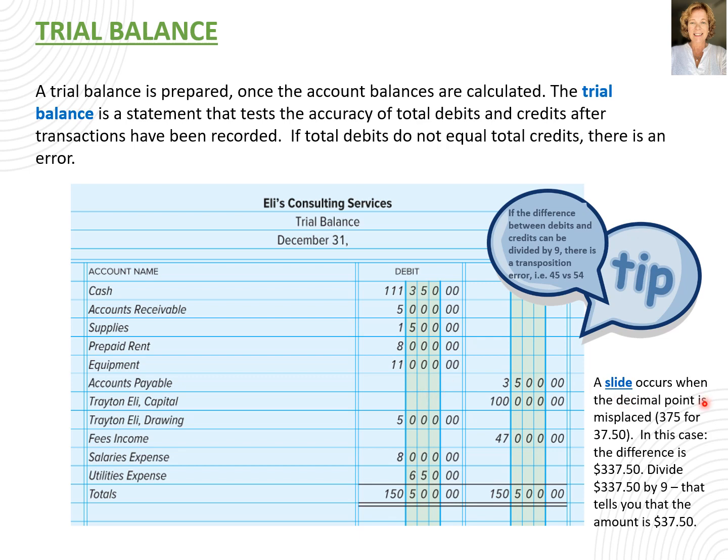A slide occurs when the decimal point is misplaced. So you've entered one side as 375 and the other one as 3750. Okay, those are the two typical errors that you might find. Other errors would be you recorded a debit, but you forgot to record the credit. That's typical as well.